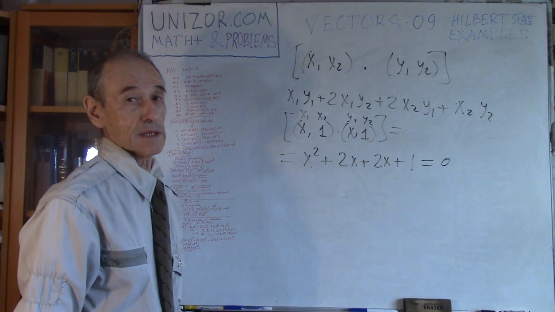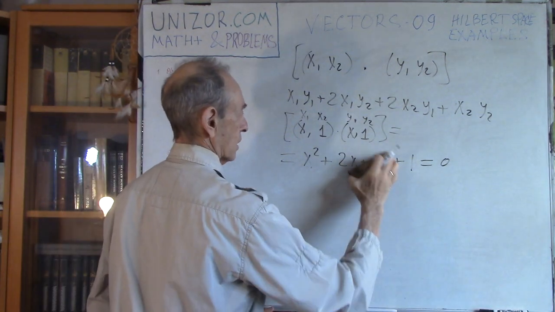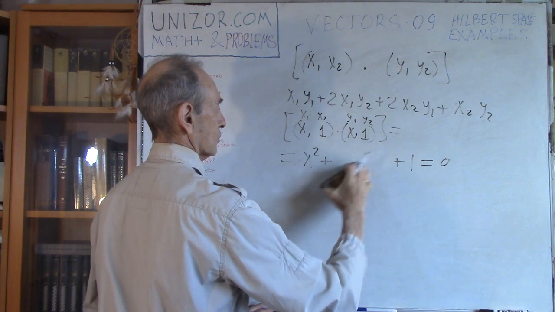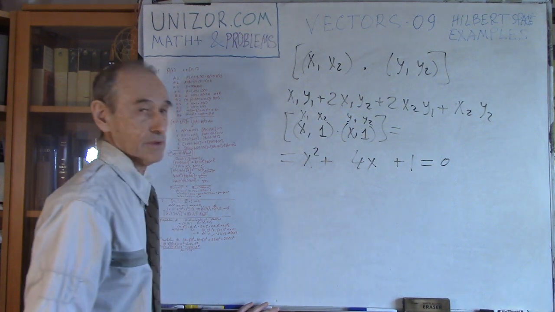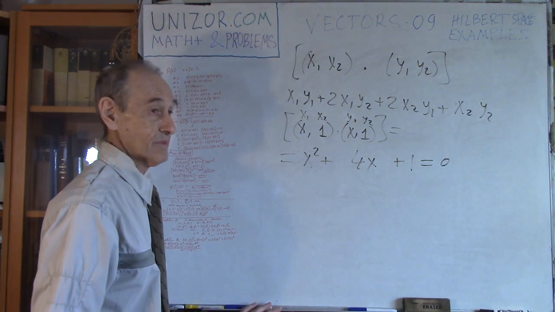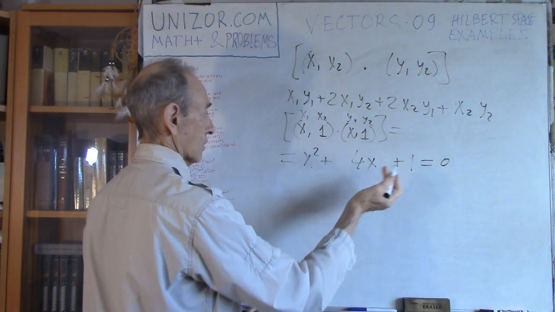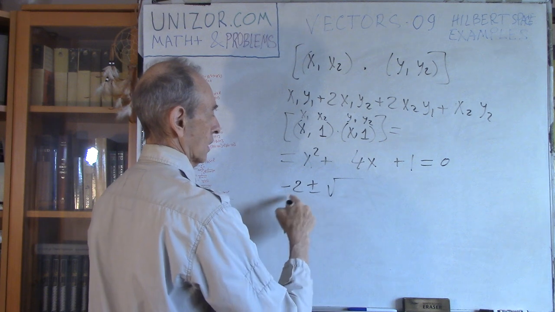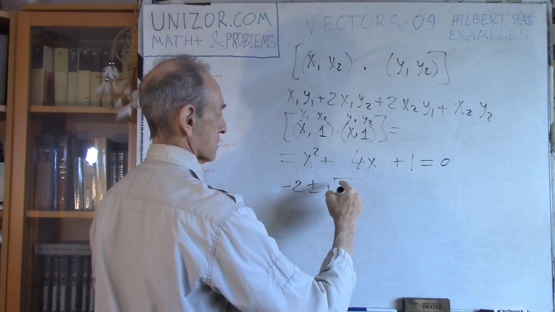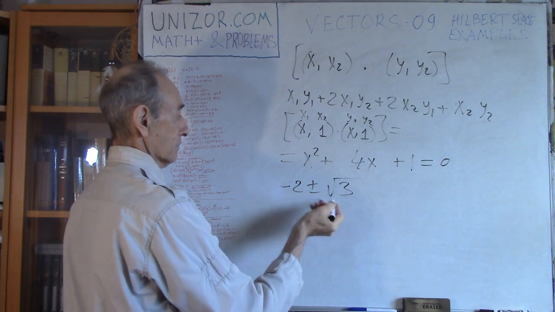Now, I would like it to be equal to 0. I would like to find x which will give me 0. So this would be, instead of 2x, I will put 4x. And I just have to solve this quadratic equation. Does it have a non-zero result? Does it have any roots? Well, yes, it does. It's minus 2 plus minus the square root of 4 minus 1, so it's 3. Okay, so I have even two.